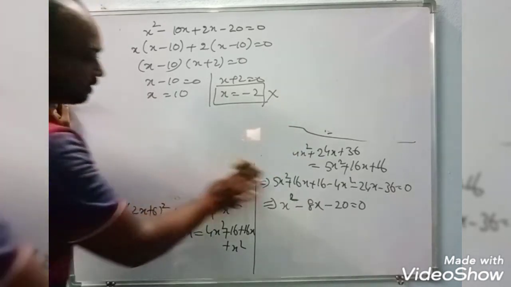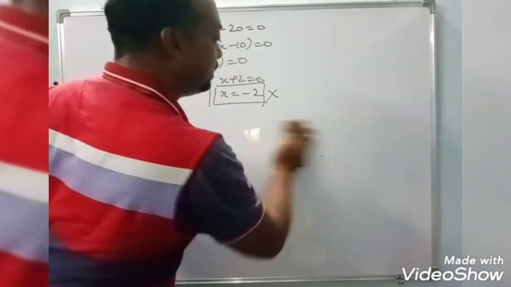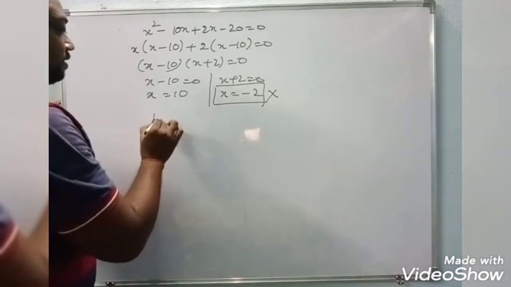So now we have to find what is hypotenuse and what is the third side. So already the shortest side we got, shortest side is 10. So what will be my hypotenuse?